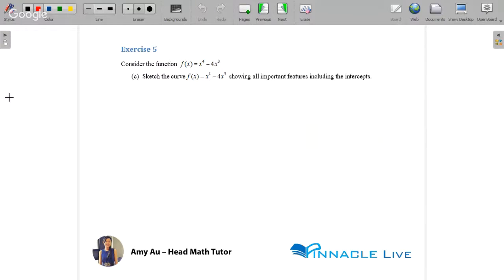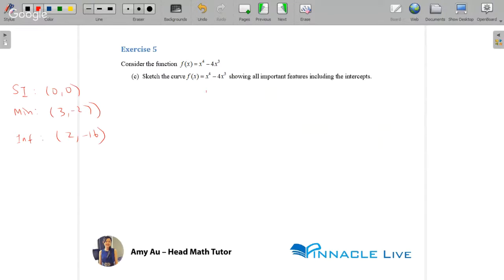All right, so let me just quickly summarize what we found so far. We've got a stationary inflection at 0, 0. We've got a minimum turning point at 3, -27. And then we've got a normal inflection, just an inflection at 2, -16. Actually, that's very similar to the other graph we drew earlier, but let's have a look.